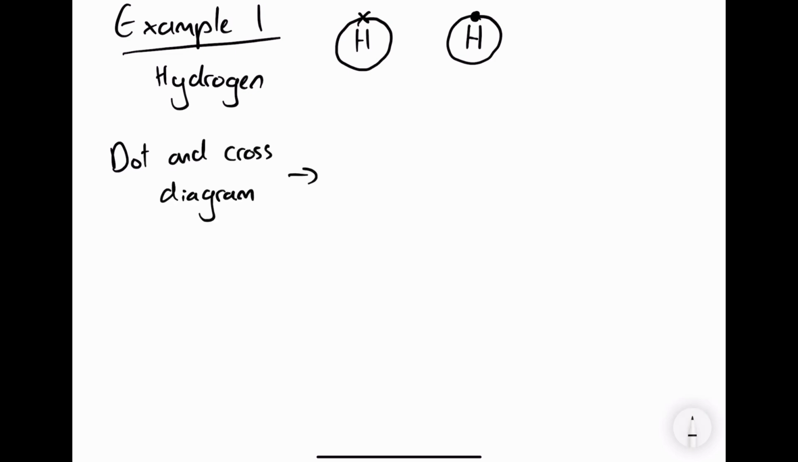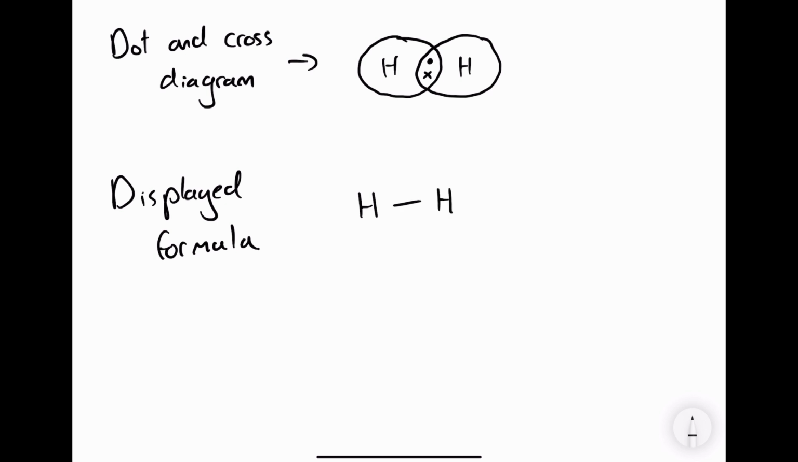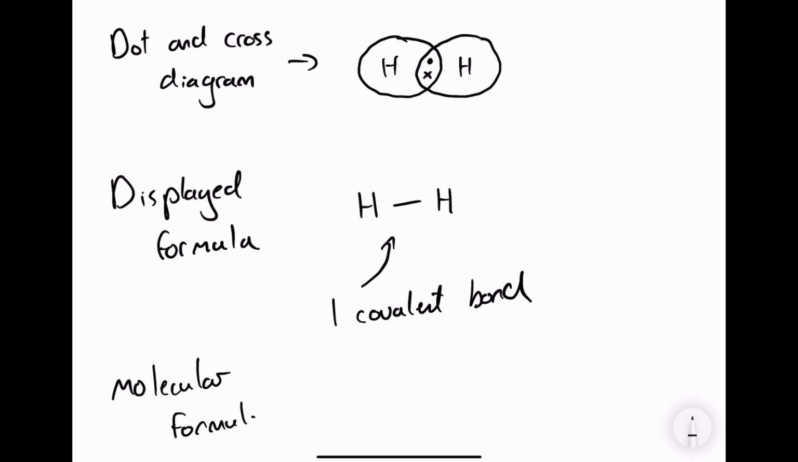So to draw this, we want to overlap their outer shells, and we want to draw the shared pair of electrons in the space where the two shells overlap. Next, I'm going to show you their displayed formula. This is a different way of drawing the covalent bond in hydrogen. We show the covalent bond with a single line. So this single line is one covalent bond. And lastly, the molecular formula of the hydrogen molecule will be H2, because two hydrogen atoms form one molecule.